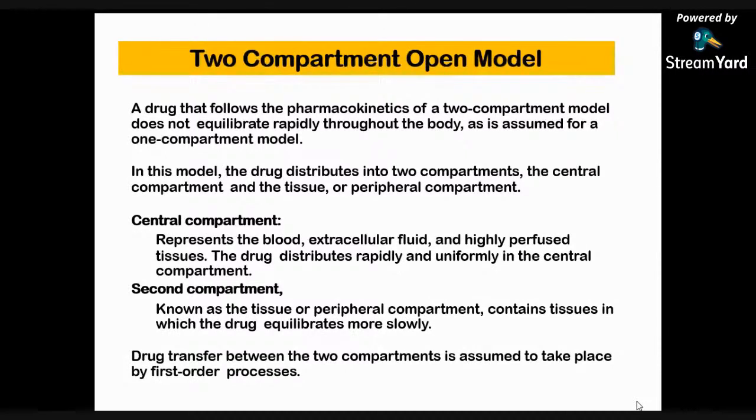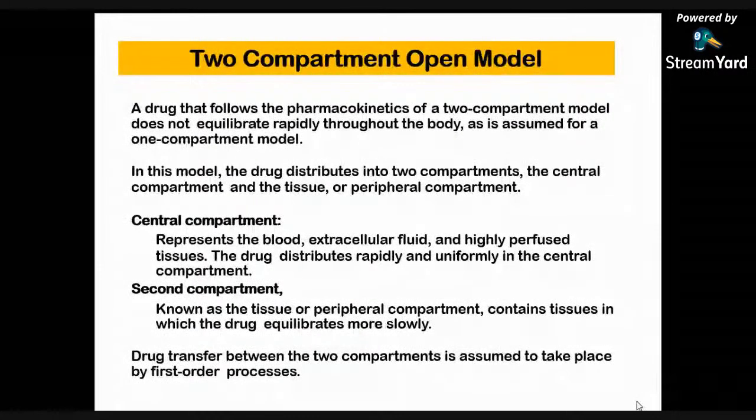Next is the second compartment, the peripheral or tissue compartment. It contains the tissues in which the drug equilibrates more slowly. The drug transfer between the two compartments is assumed to take place by first order processes.